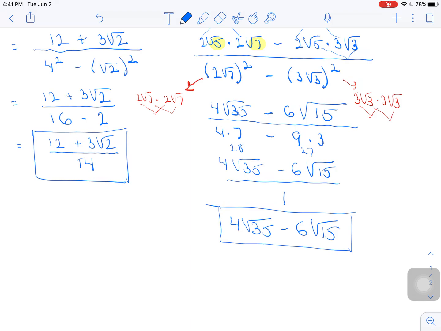And if I check that, I am following all of my rules because square root of 35 and 15, neither of those have perfect square factors. So that's rule number 1. 35 and 15, neither of those are fractions. So that's rule number 2. I don't have any fractions in my radicand.